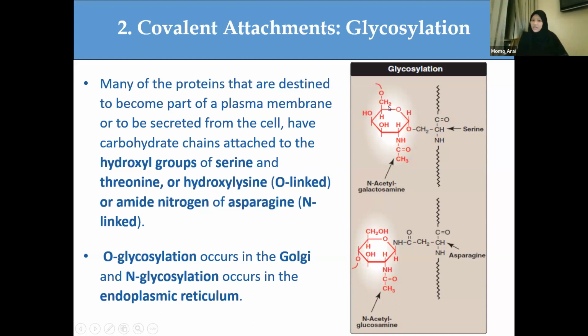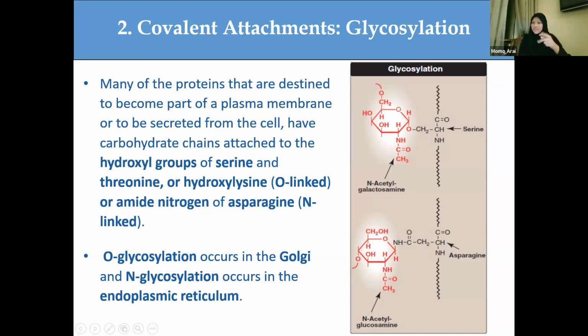And this substance or carbohydrate is called N-acetyl galactosamine. It's just something you have to memorize, so that whenever they say galactosamine, it's the O-linked one. Okay? For asparagine, since asparagine has a lot of amide nitrogen on its end, it's called N-linked. So the carbohydrate chain attaches to the N, and that's why it's N-linked glycosylation. The substance is now called N-acetyl glucosamine.